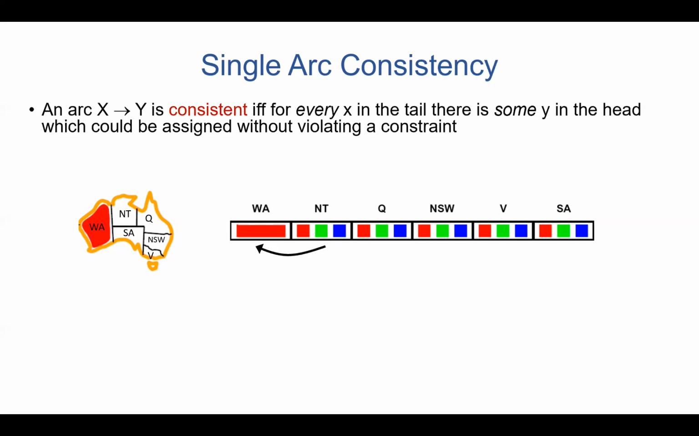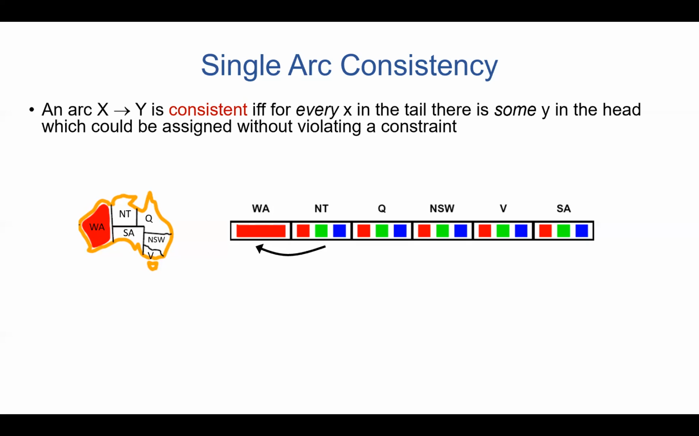So let's say we have assigned red to Western Australia. Now we have to look at this arc. Okay, so this is the tail. Remember, delete from the tail, not from the head. So this is the tail of the arc, and this is the head of the arc. I'll tell you how to delete from the tail.